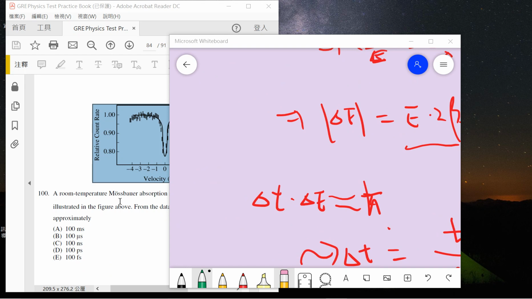It was complicated. So the answer is C, because 1 nanosecond is 10 to the negative 9 seconds. So what we have is the answer C. That's it.